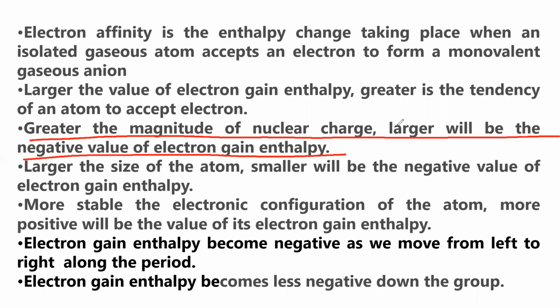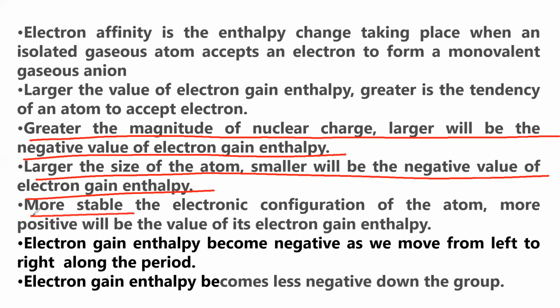Next point: larger the size of the atom, smaller will be the negative value of electron gain enthalpy, because it has more tendency to lose an electron, not to gain one. So if an atom has a bigger size, the negative value of electron gain enthalpy will be smaller. And the more stable the electron configuration of the atom, the more positive will be the value of its electron gain enthalpy. So electron gain enthalpy can be positive or negative.